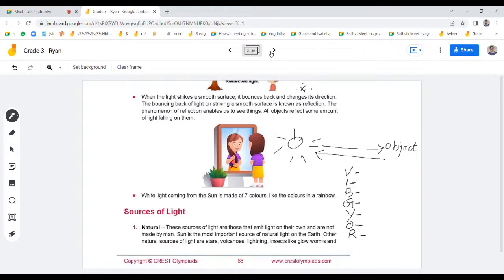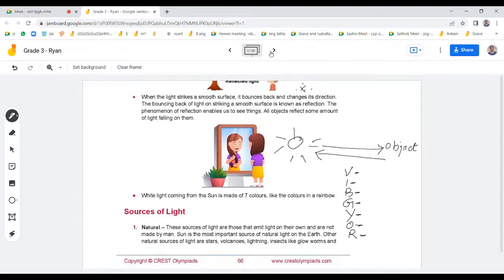Read this para. Those objects that emit light and are made by man are called artificial sources of light. For example, candle, bulb, tube light, earthen lamp, torch, etc. So the first one is a natural source of light and the second one is an artificial or man-made source of light.